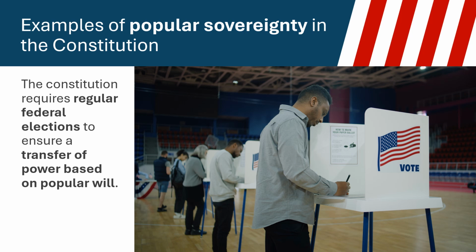Article 2 of the Constitution requires regular congressional elections every 2 years for members of the House of Representatives and every 6 years for members of the Senate. Article 3 of the Constitution requires regular presidential elections every 4 years.